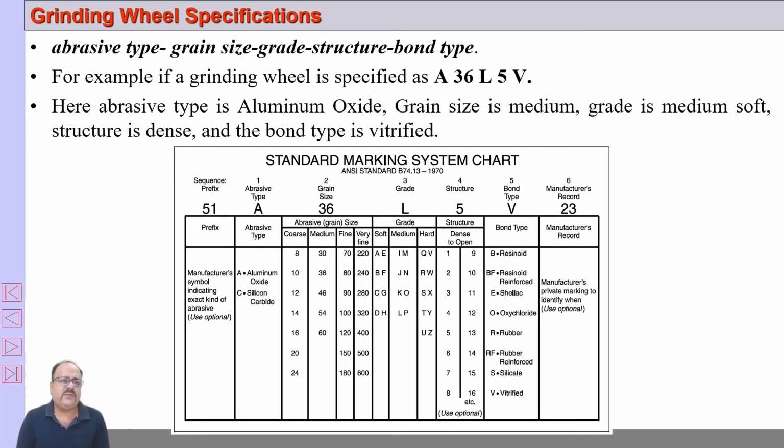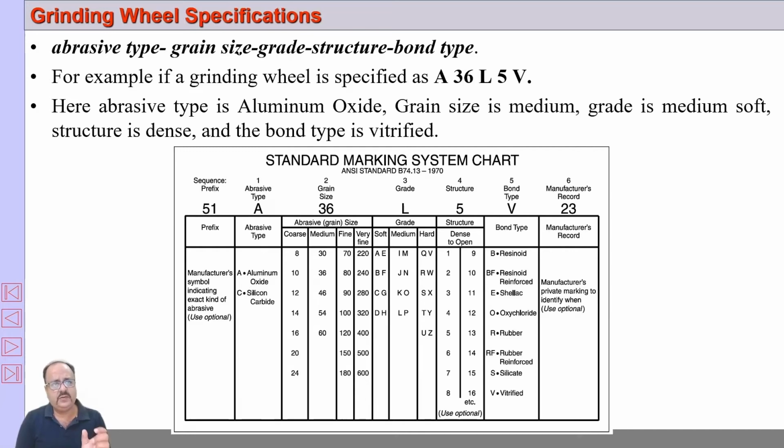Okay, now how do we specify a grinding wheel? A grinding wheel is specified universally by this particular sequence. First we denote the abrasive type, followed by abrasive grain size, followed by the grade, structure, and then bond. There may be a prefix and a suffix depending on the manufacturer, but these 5 parameters are important while specifying a grinding wheel made of silicon carbide and aluminum oxide. Diamond and cubic boron nitride grinding wheels are specified in a slightly different manner.